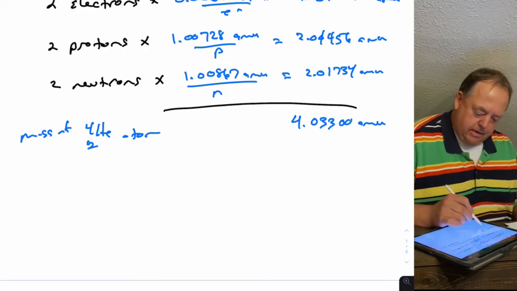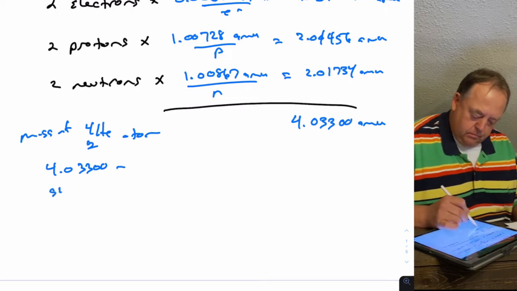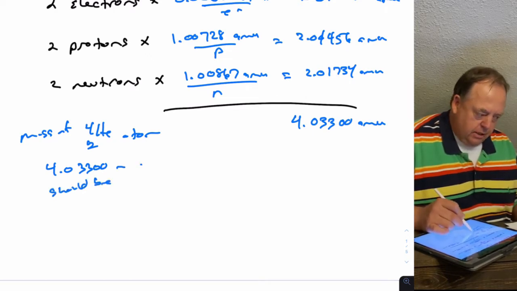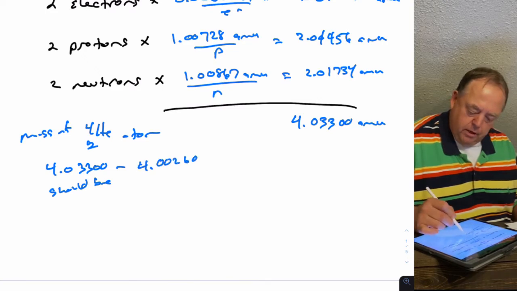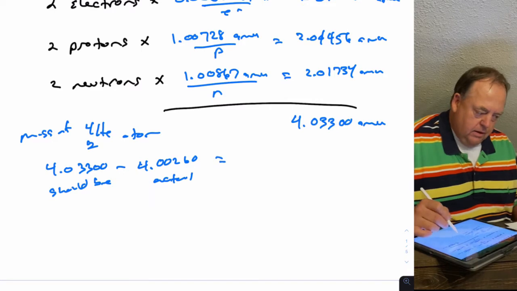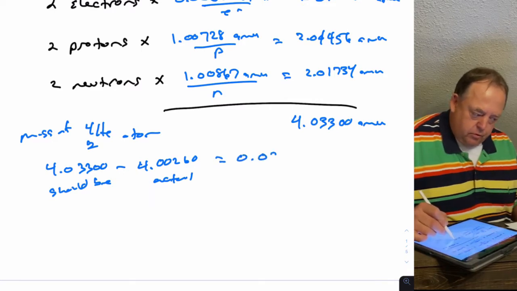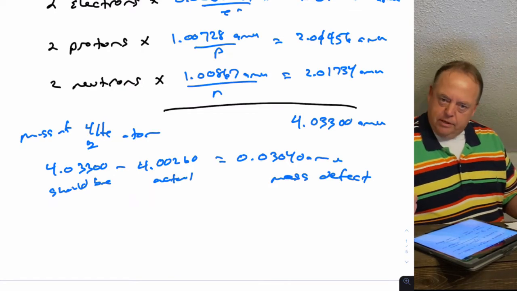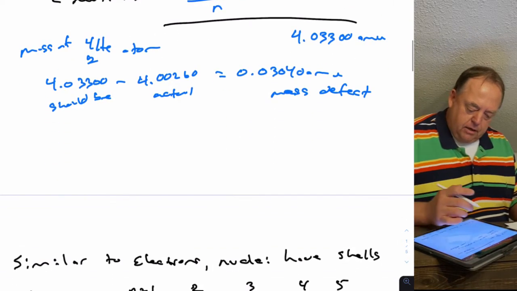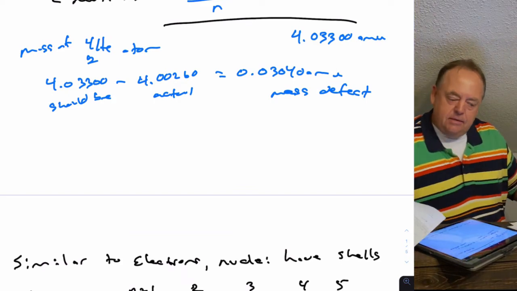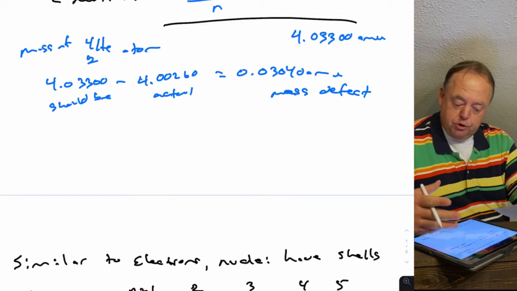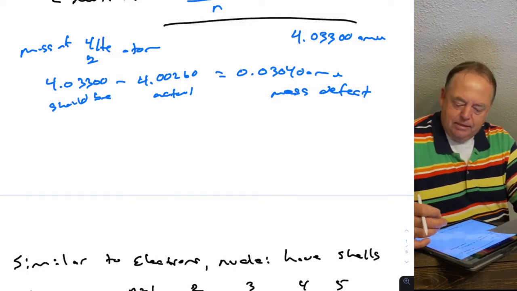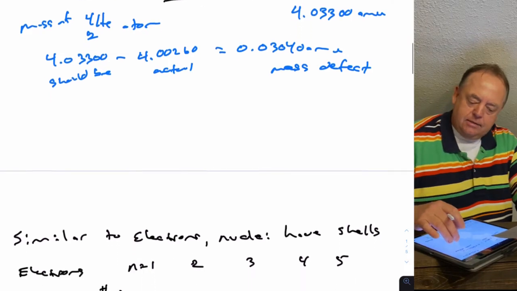So the mass of a helium atom should be 4.03300 AMU, but it's actually 4.00260 AMU. So it's a mass difference of 0.03040 AMU. It's what's called the mass defect, right? It's how much less it weighs compared to what it should weigh. So where is this mass at? Because 2 protons, 2 neutrons, 2 electrons should weigh 4.033 AMU, but it doesn't in a helium atom. So where's that mass at?